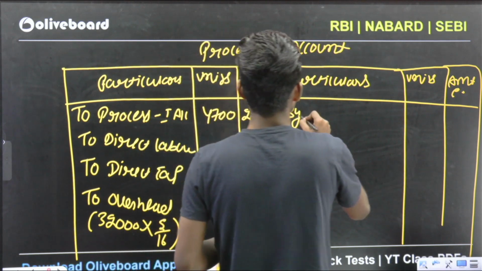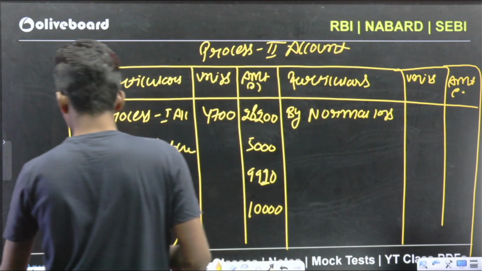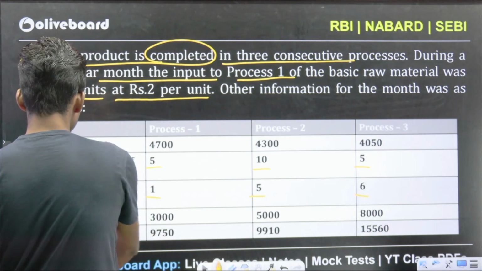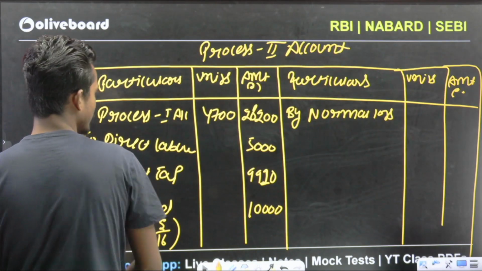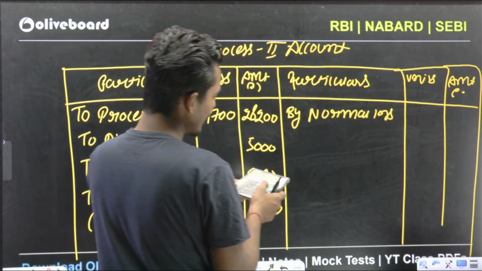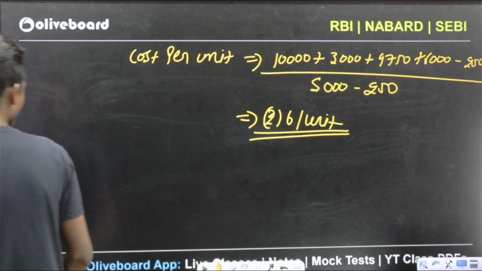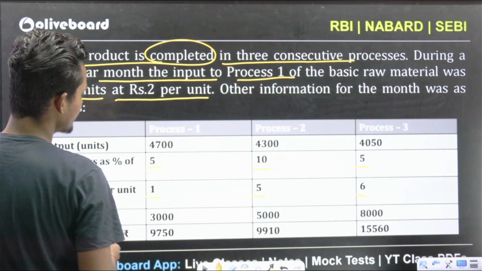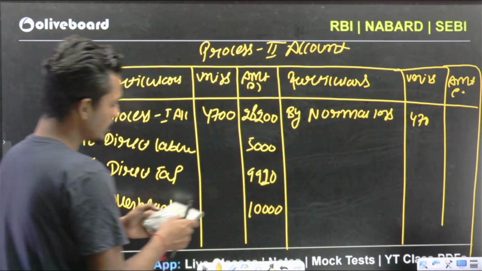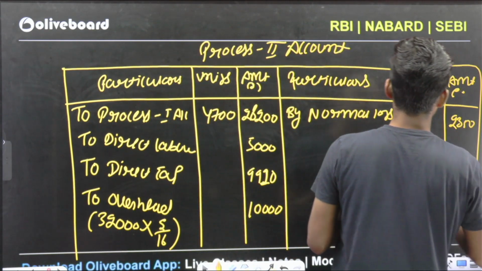By simple calculation, I am writing here again the normal loss. Now you know very well what amount of normal loss you have in the process second account. In process second account, I have 10% normal loss units. So simply I can calculate 4,700 units multiplied by 10%, and I have 470 units of normal loss. This normal loss can be sold in the market at rupees 5 per unit. So by multiplying 470 by 5 rupees, I get 2,350 rupees as scrap value.